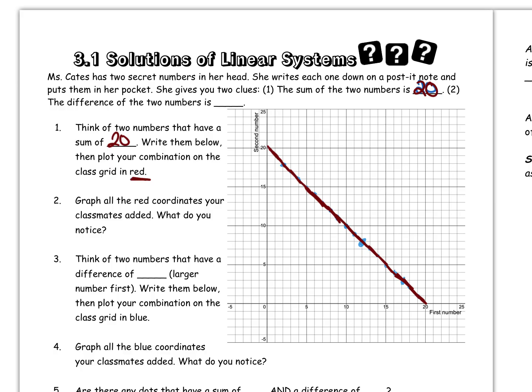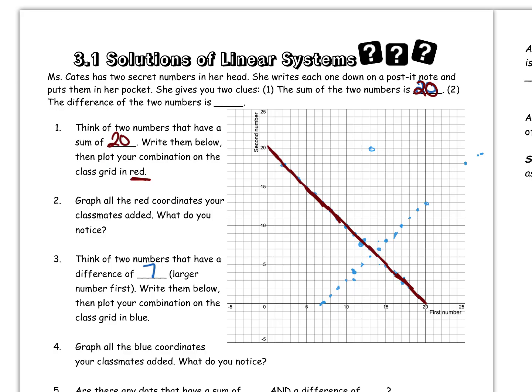Okay, now we go again. This time I need for you to think of two numbers that have a difference of, we're going to do these in blue, a difference of 7. Larger number minus the smaller number. The larger number will be first. Okay, let's go plot those.